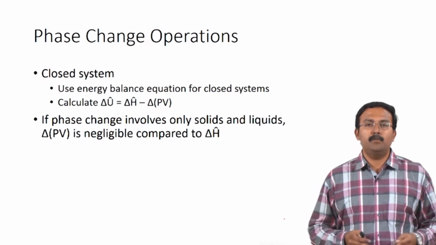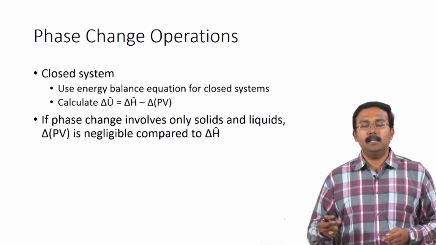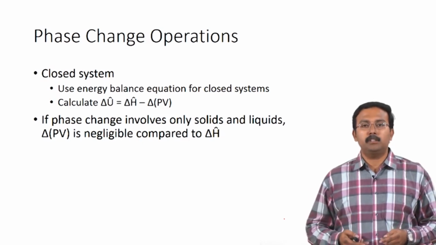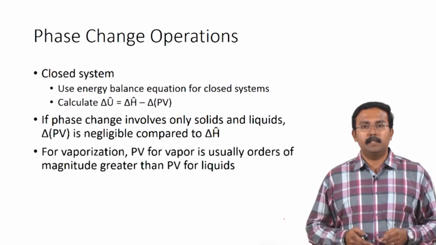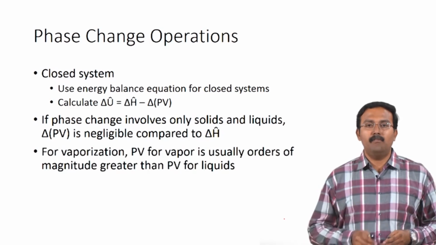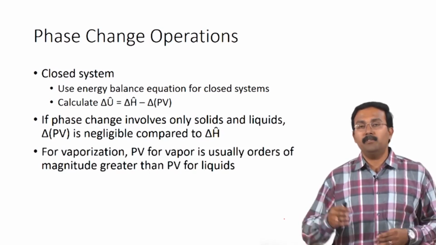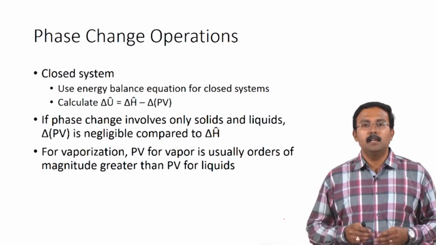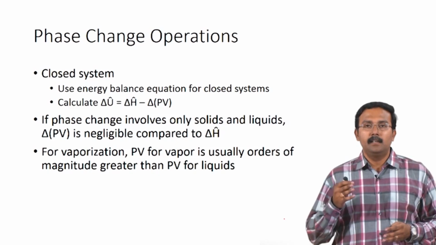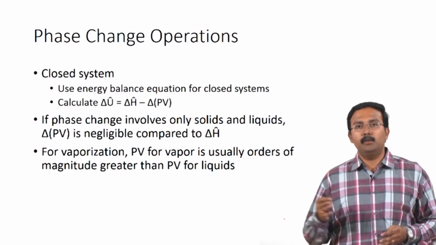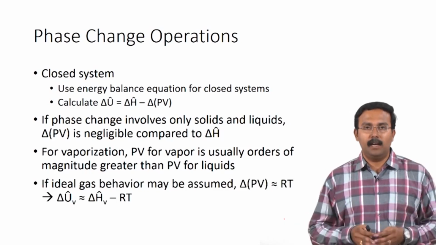This is because the specific volume of solids and liquids is very small, and because of this the second term becomes small. So you can approximate the change in internal energy to be equal to the change in specific enthalpy. However, if you have vaporization or condensation as a process where one of the phases is a vapor or gas, then PV for gas is orders of magnitude greater than the PV for liquids, in which case you have to use this value.